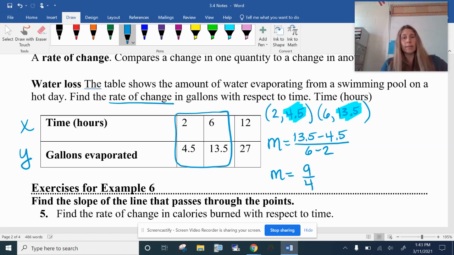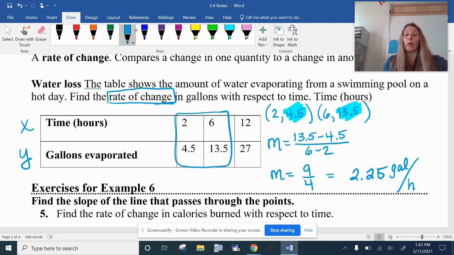Now, if we were just finding the slope of a line, we would leave our answer as that improper fraction simplified. But because I'm finding a rate of change, if you remember when we went over unit rate, we want to divide this out, and you'll get 2.25. And then you would put your units on. In this case, it would be gallons per hour.